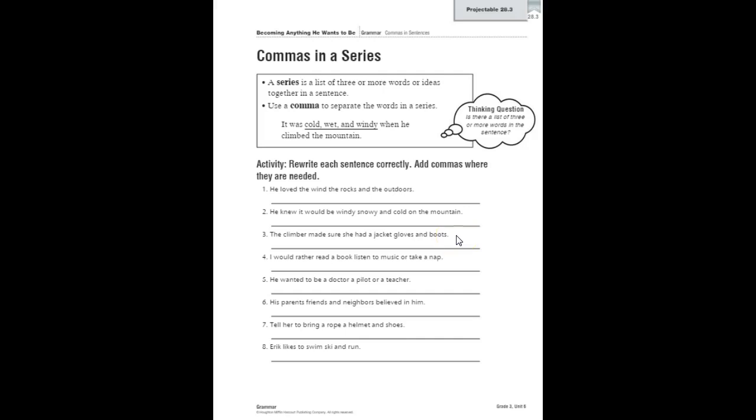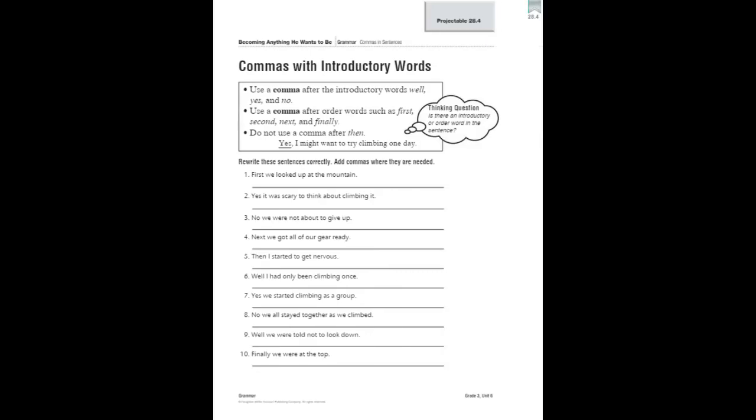Let's take a look at introductory words and how they begin a sentence before I let you loose in your reader's notebook. So here is commas with introductory words. You use a comma after an introductory word like well, yes, and no. You use a comma after order words also like first, second, next, and finally. You do not use a comma after the word then.